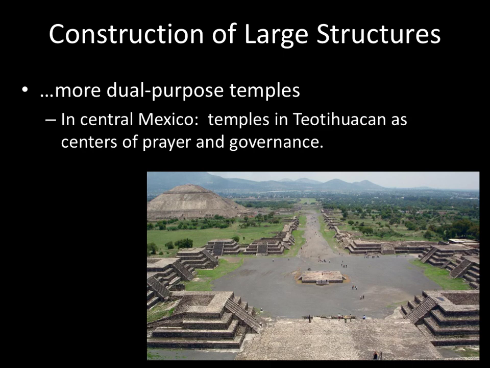Other examples of dual-purpose large structures actually occurred on the other side of the globe, amazingly enough, without ever interacting with those of the Middle East. And that occurred in Mexico. The temples of Teotihuacan are extremely significant because they too are centers of prayer and governance. Here is the Temple of the Moon, and this is overlooking from the top of the Temple of the Sun.